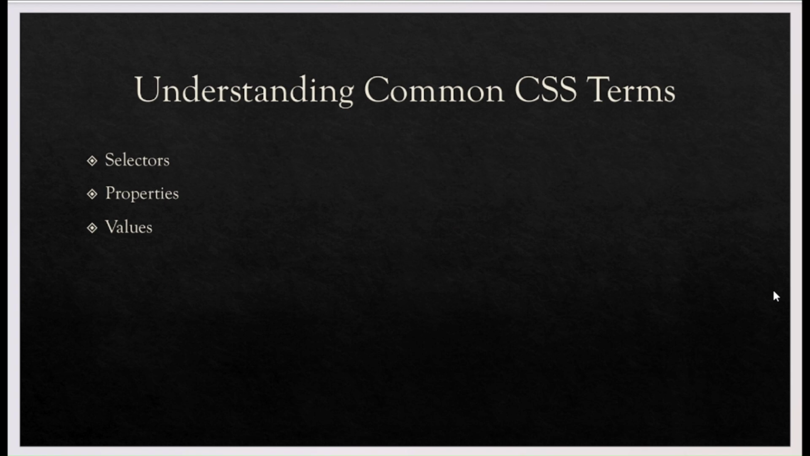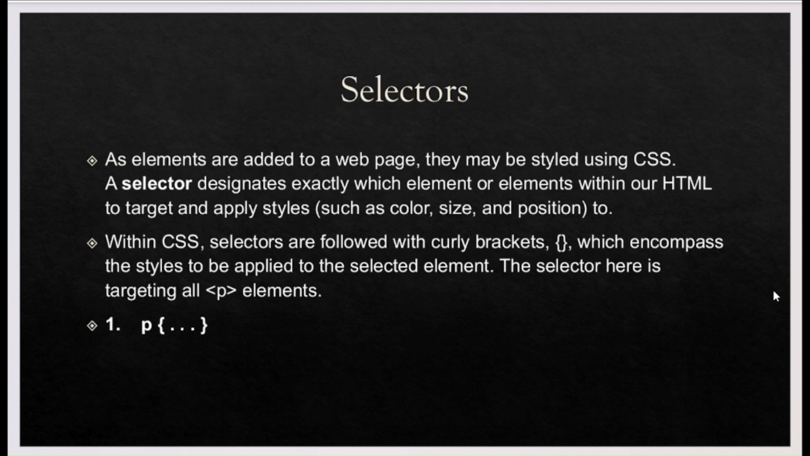Now let's understand some common CSS terms. They are selectors, properties, and values. We'll start first with selectors. As elements are added to a web page, they may be styled using CSS. A selector designates exactly which element or elements within our HTML to target and apply styles such as color, size, and position too. Within CSS, selectors are followed with curly brackets, which encompass the styles to be applied to the selected element. The selector here is targeting all P elements. You can see an example here.